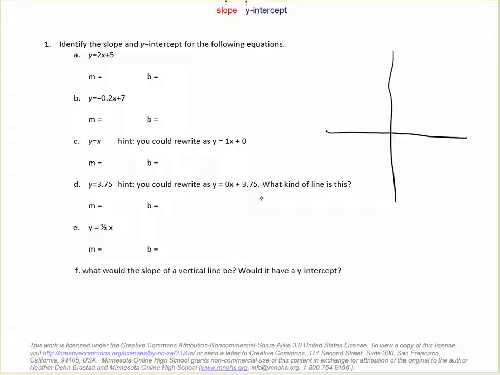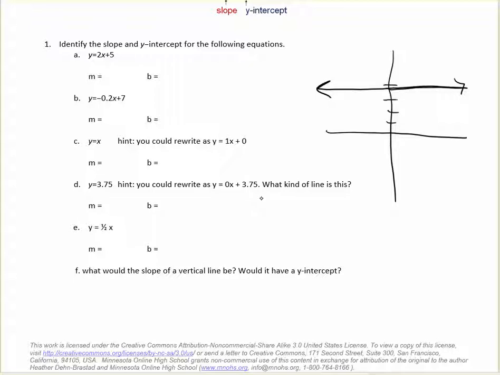y equals 3.75 would be 1, 2, 3, here's 4. It would be right about here on the y-axis. y equals 3.75 is a horizontal line that goes through y equals 3.75. So that is the line. So the slope of that line is a particular thing. The y-intercept is 3.75, but the slope is 0. It turns out that all horizontal lines have a slope of 0.